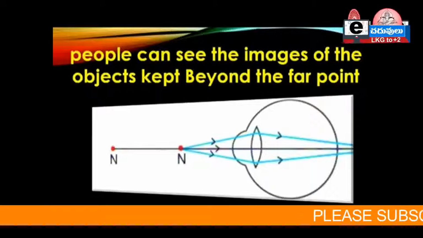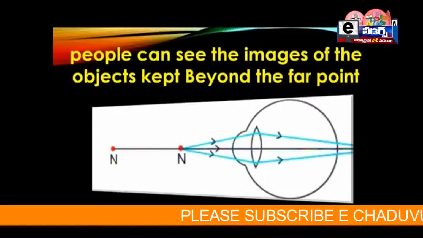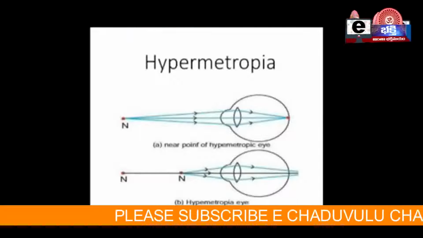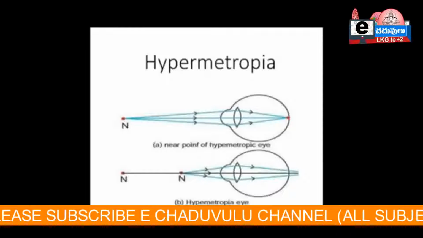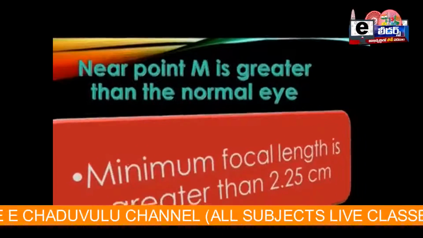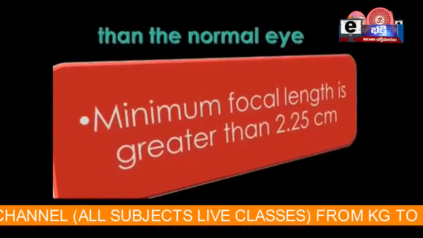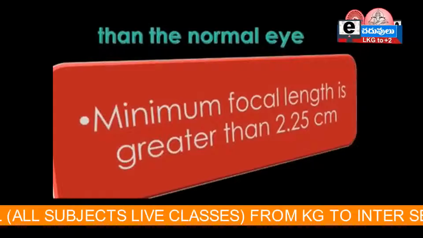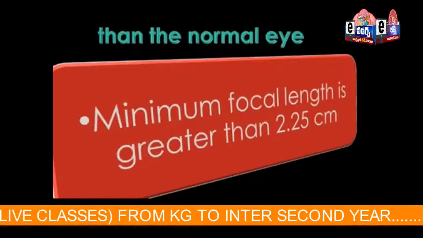These people can see the image of objects which are kept only beyond a particular distance. This distance becomes the near point of those people. Near point is greater than that of the normal eye. Minimum focal length is greater than 2.25 centimeters for these people who are suffering with hypermetropia.